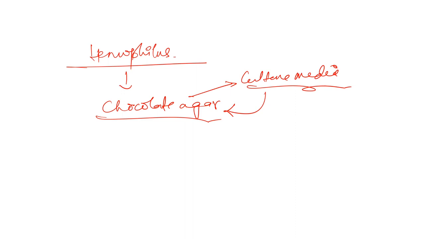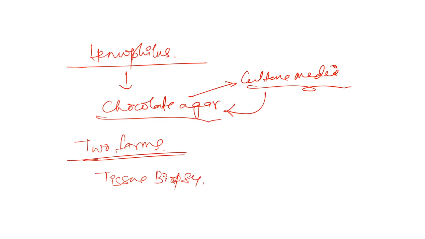Now two terms we have to learn here. When a tissue biopsy is done, you might have heard about biopsy. If you are in second year, you might have heard, but you might not know much about biopsy. So you'll be learning more about it in your third year. What happens in tissue biopsy? Tissue biopsy plus staining shows us something there.